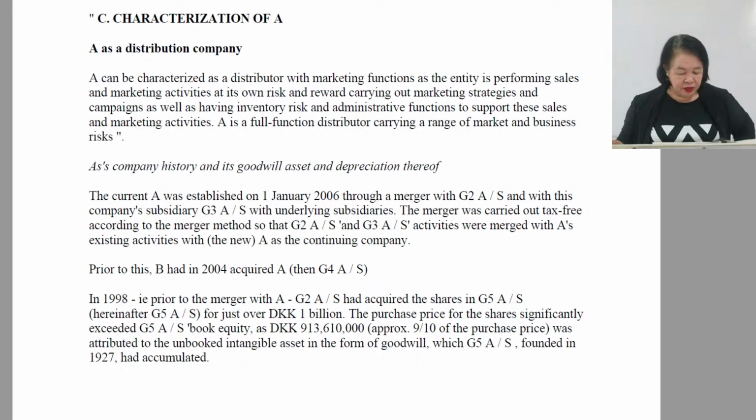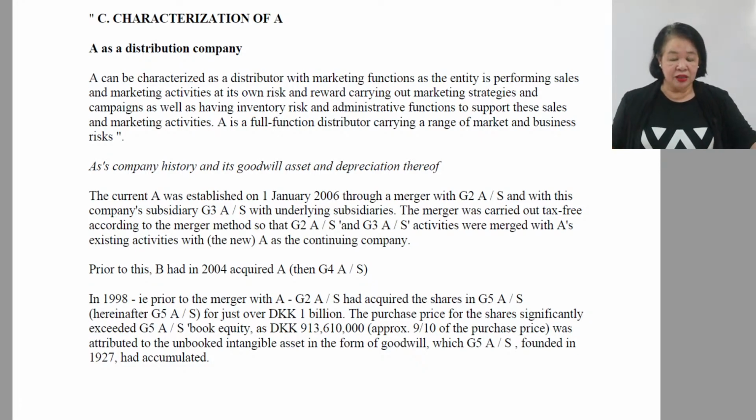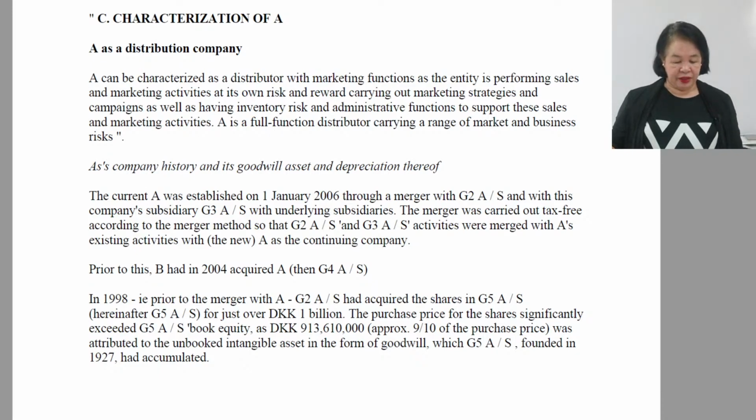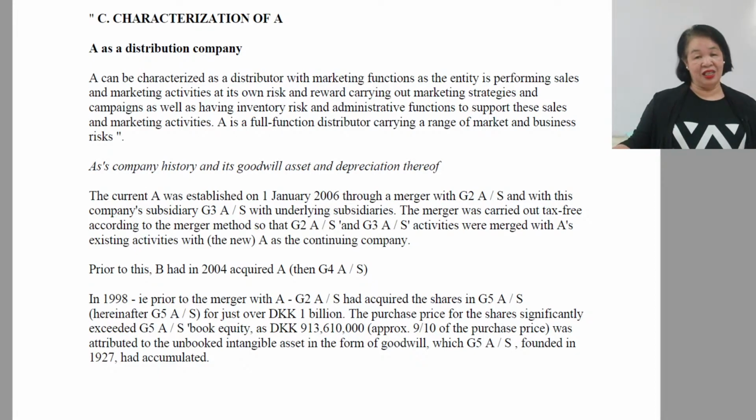Okay. So A's company history and its goodwill, assets and depreciation thereof. No? So ito yung history kasi yung company A is the product of many merger, consolidation, no? Okay. So A's company history and its goodwill, assets and depreciation thereof. Kaya sa mga ginagawa kong transfer pricing analysis, meron na rin akong nilalagay na history, no?